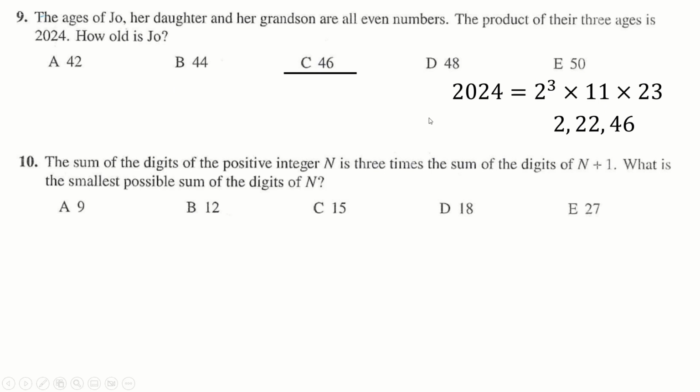Oh, they're all even numbers. Yeah, so this is the only one that works. I didn't even read that. That's fluky. The other option I just came up with was 2, 23, and 44, but they're not even. Okay, cool. So that is good.